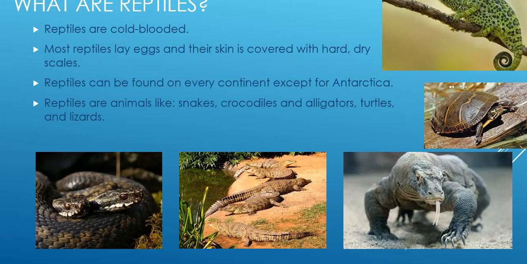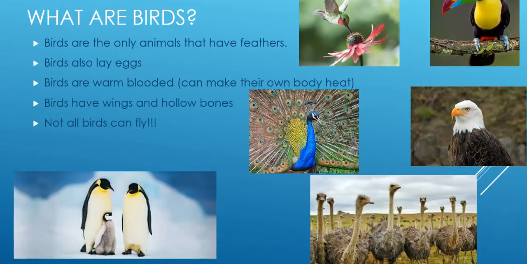Okay, we're moving on to reptiles. So remember that reptiles are cold-blooded. Most reptiles lay eggs and their skin is covered with hard, dry scales. Reptiles can be found on every continent except for Antarctica, and that reptiles are animals like snakes, crocodiles, alligators, turtles, and lizards.